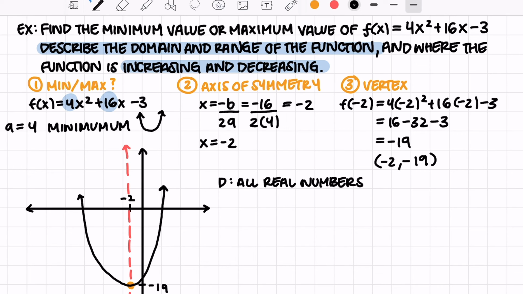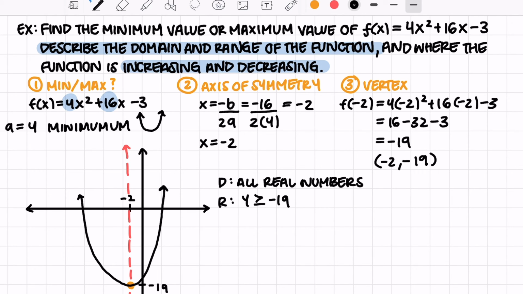As for our range, not all the points are being used for range. Range keeps on going higher and higher, but it starts at -19, and that's where it starts to increase. So I want to write here that we're starting at -19, which means that y has to be a bigger number or equal to -19. And those are all the points that are being used on the y value.